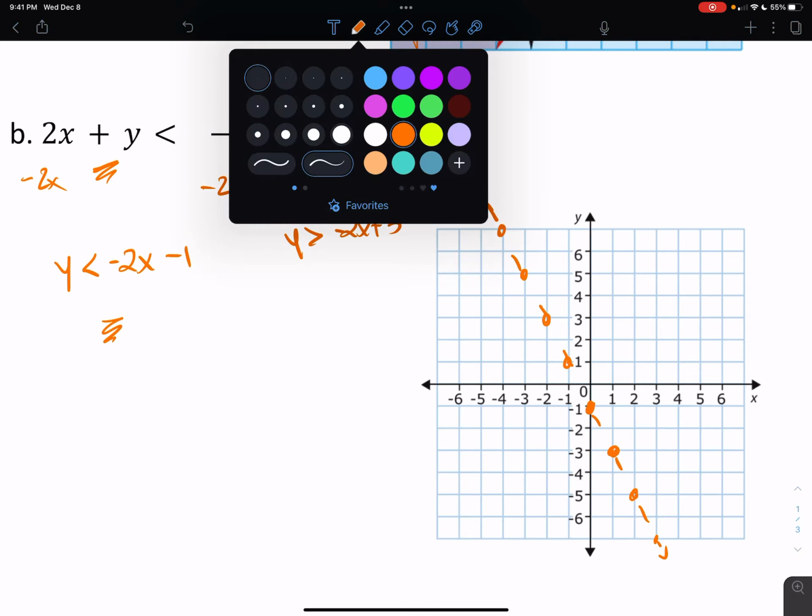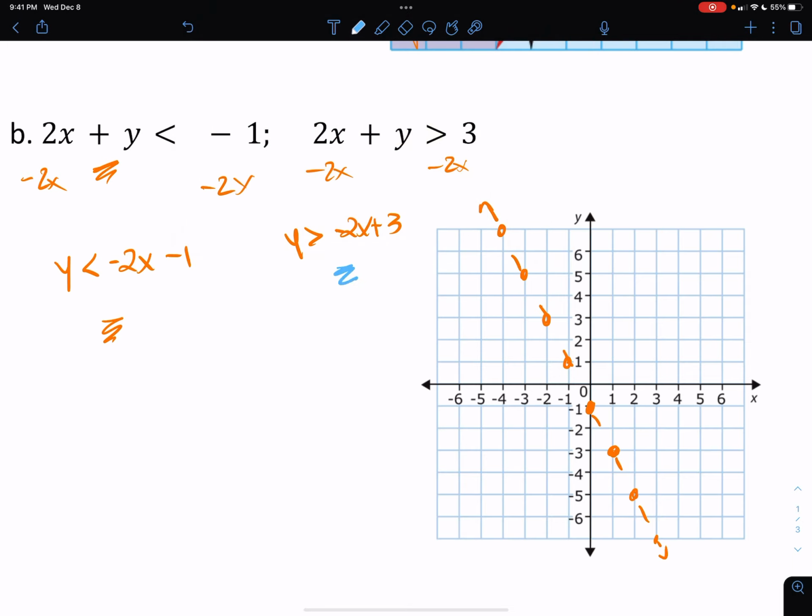All right, now let's do the other one. I have y is negative 2x plus 3. Once again, it's a dashed inequality. Oh, I forgot to shade for my first one. Oops. Actually, let's continue with this.